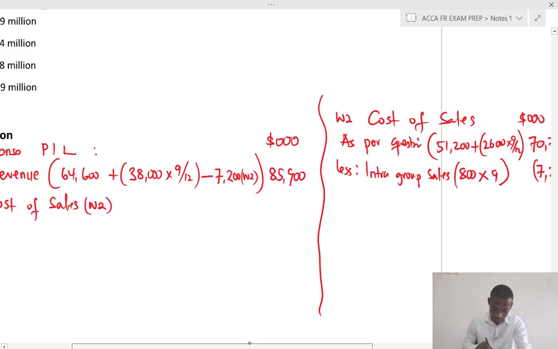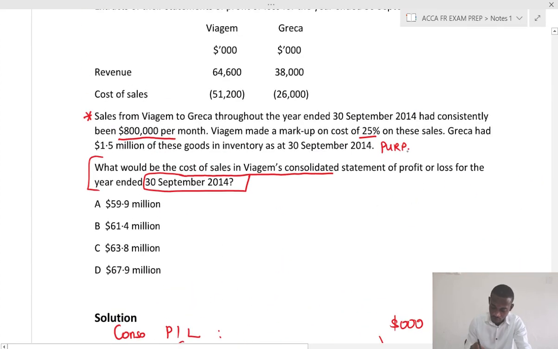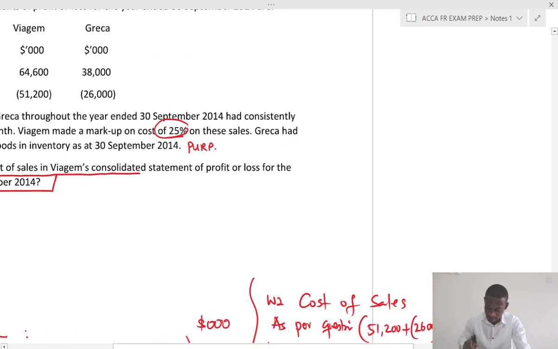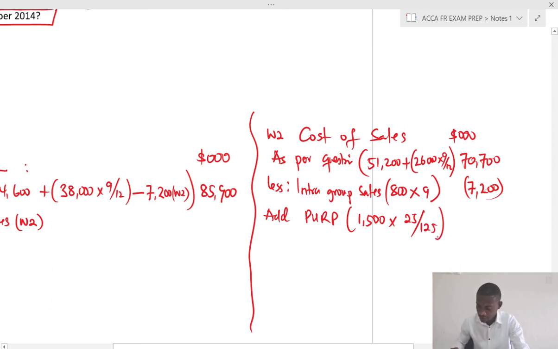Then it means we have to pick the unrealized profit, and the value of the sales was 1.5. So, and 25% markup. So we have to change it to margin. So we are adding. So we add. You remember we add unrealized profit, and that is 1,500 times 25 over 125. So 25 divided by 125 times 1,500. That gives us 300.